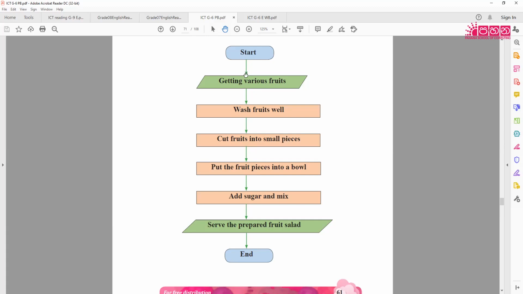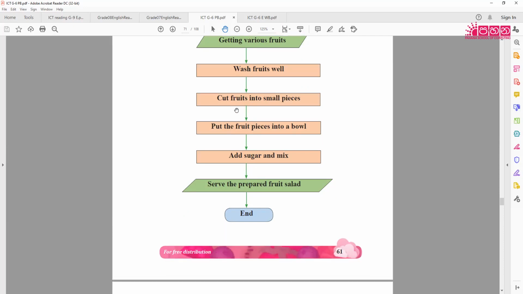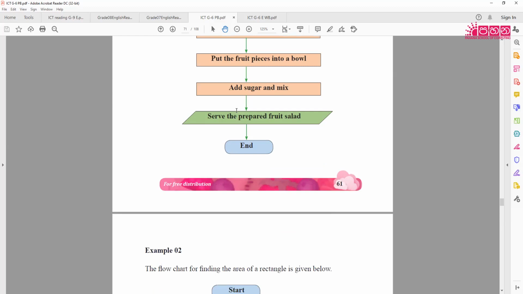You see, everything is connected using lines, which means you start, then you get the various fruits, you connect to the input, and then you wash, then cut, then put the pieces into a bowl, and then you add sugar and mix, and finally serve the fruit salad. So all these steps are connected, which means in this particular flowchart, everything is connected sequentially.